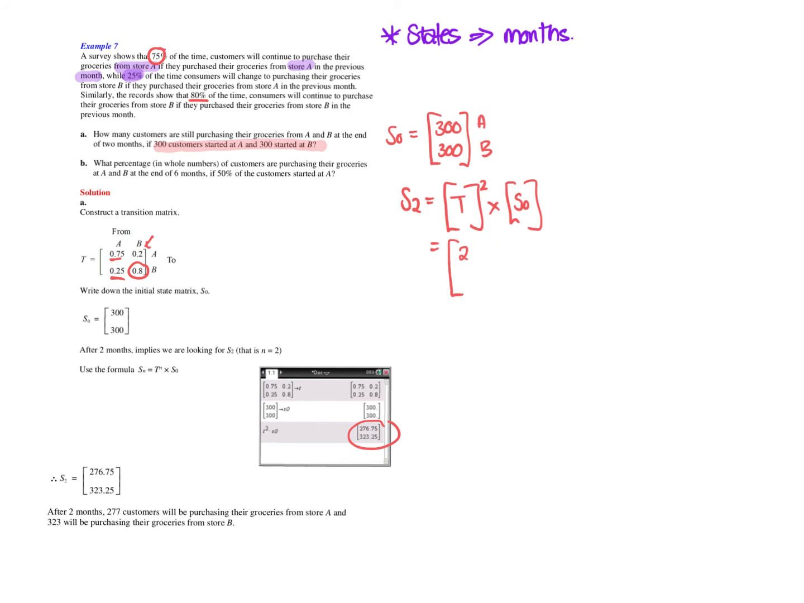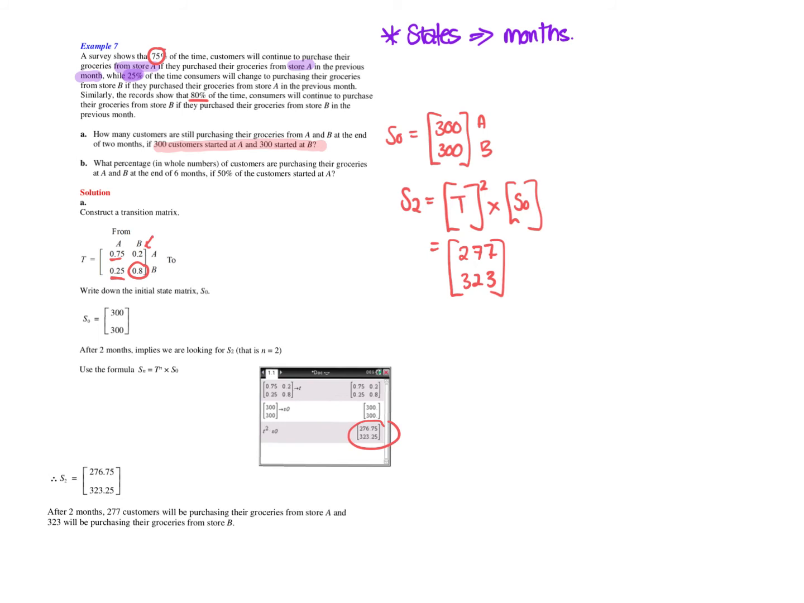No, 277, sorry. 277, and the last one, bottom one, I'm going to do 323, and they add up to 600, so that's okay. All right. What percentage of customers are purchasing their groceries at A and B at the end of 6 months if 50% of the customers started at A?